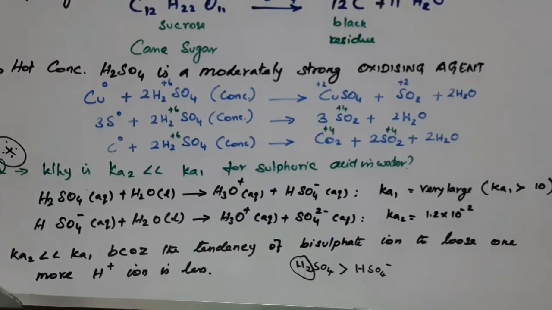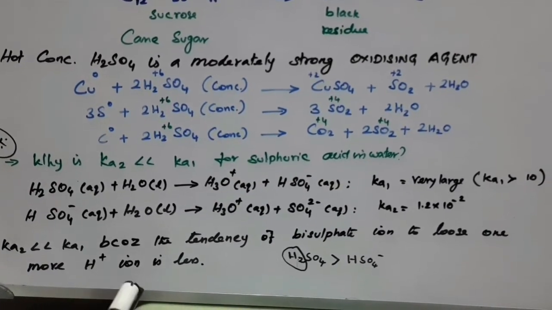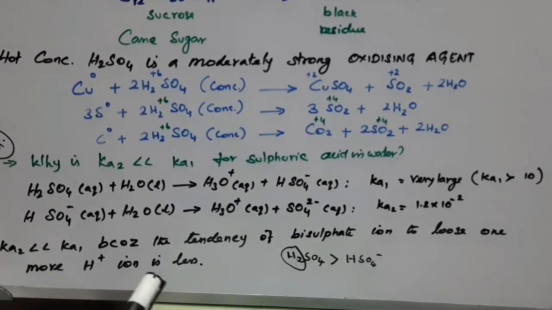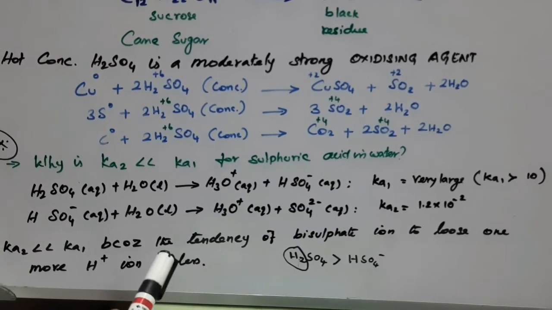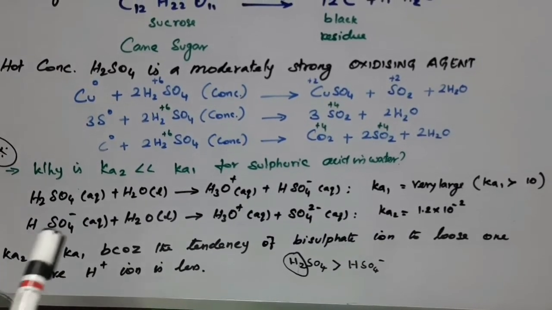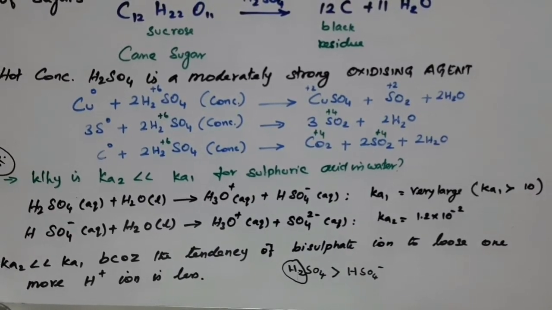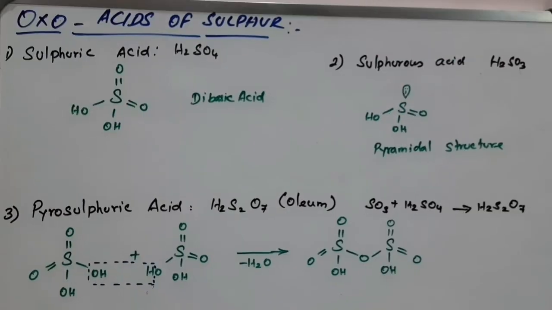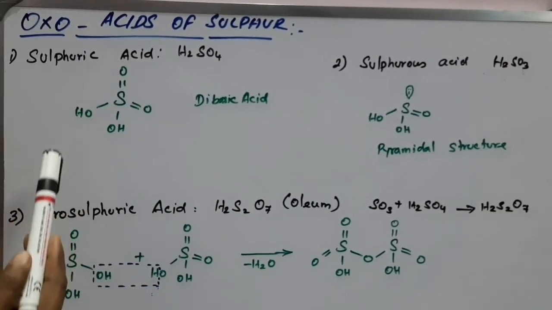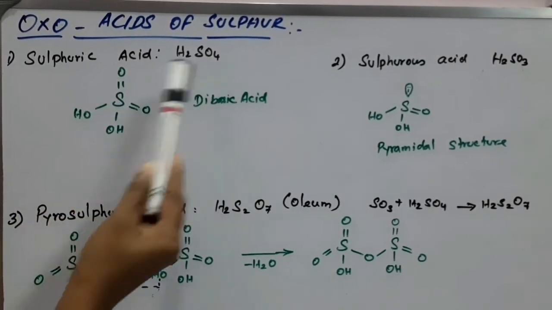Next, when concentrated H2SO4 is added to calcium fluoride, it forms calcium sulfate: CaF2 plus H2SO4 gives CaSO4, calcium sulfate, and hydrofluoric acid. Next we will see the uses of sulfuric acid. Acids of sulfur: sulfur forms many oxoacids, like sulfuric acid. Its formula is H2SO4.